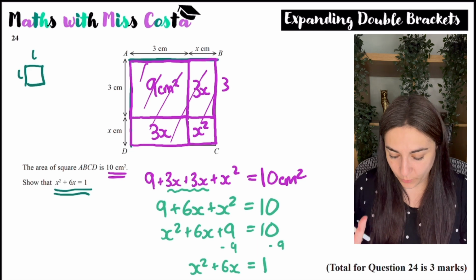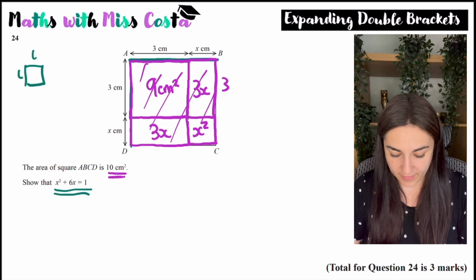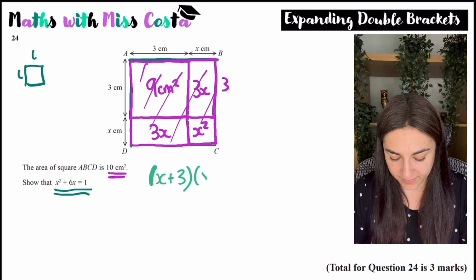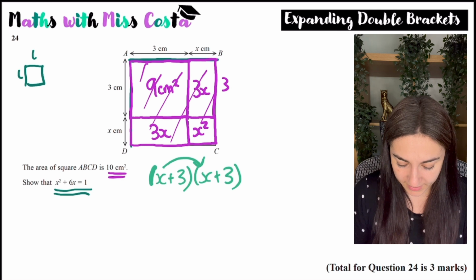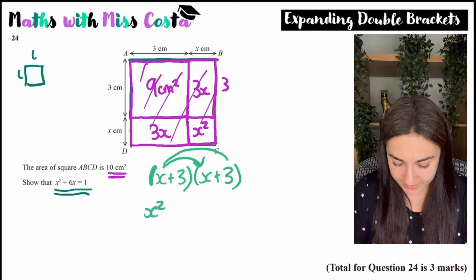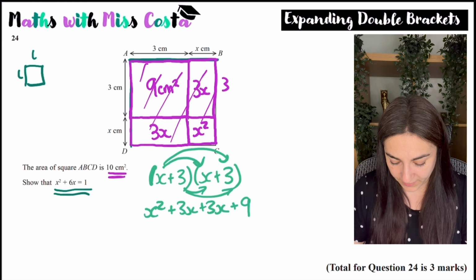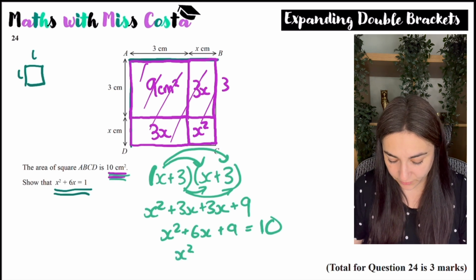The other way would have been the way we started off originally, which is by showing that the length would have been x plus 3, and therefore the other length would have been x plus 3 as well, and expanding my brackets. So I would have done x times x is x squared, x times 3 is 3x, 3 times x is 3x, and 3 times 3 is 9. I would have then simplified it again, just like I did before, made it equal to 10, because that is what the area is, and rearranged it to get 1.